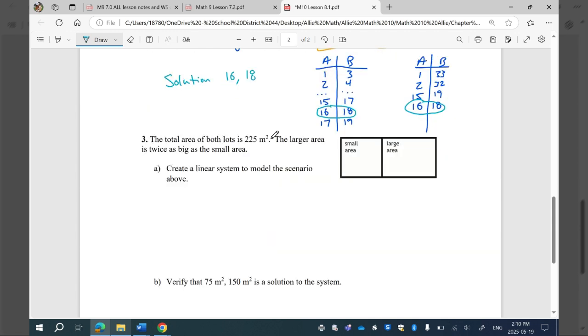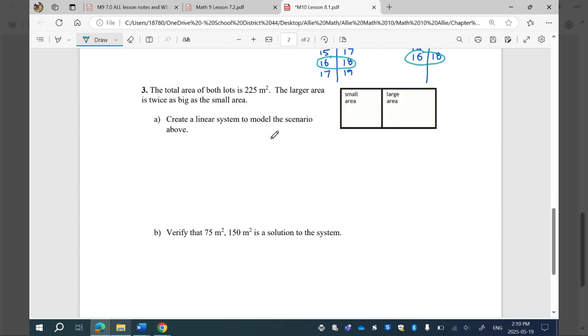Let's do the next one before my pen runs out. The total area of both lots is 225 meters squared. The larger area is twice as big as the small area. Okay, so create a linear system to model the scenario. So we know that the large lot plus the small lot equals 225. And we know that the large area is twice as big as the small area. So 2 times the small equals the large.